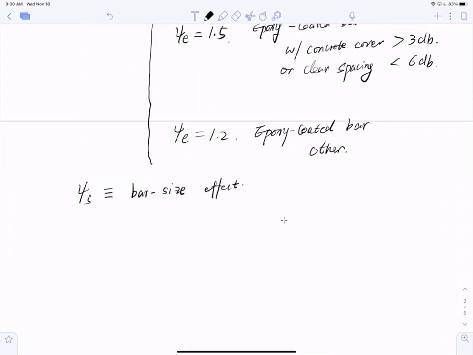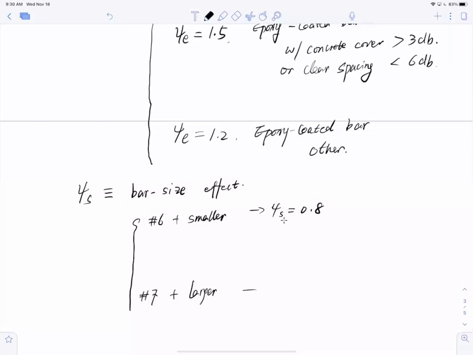Okay. So bar size effect means if I have a bigger bar, I need to worry about the reduction of bond strength. For smaller bars, for example number 6 or smaller, I have a 0.8, 80% of development length. Now, if I have number 7 or larger, Psi_s equals 1.0, right? So it's just normal.